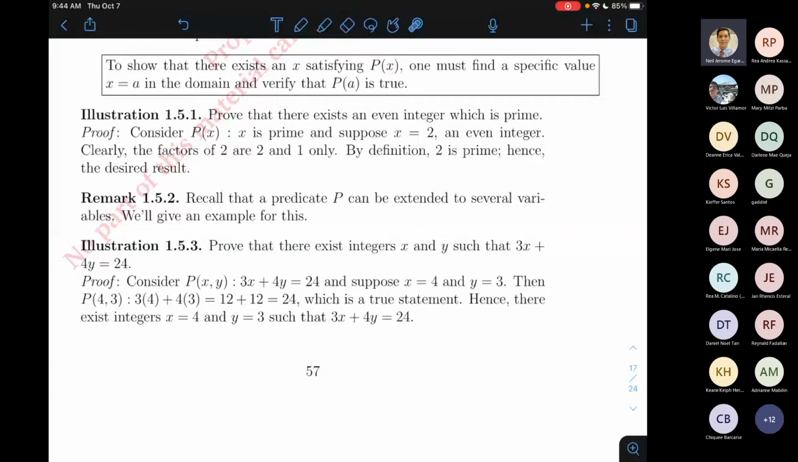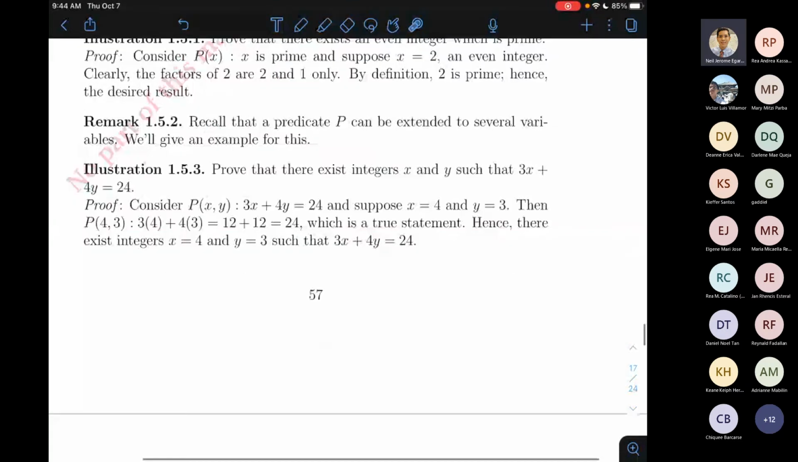Now, example 3 is a theorem claiming the existence of two integers, x and y, such that 3x plus 4y equals 24. Again, existence ulit. So dahil ang statement ay existence, kailangan makapagbigay tayo ng x at y na nakakasatisfy ng statement, right? So 3x plus 4y equals 24. Existence daw ng integers x and y. So mag-construct tayo o magbigay tayo ng examples ng integers x and y that satisfies 3x plus 4y equals 24.